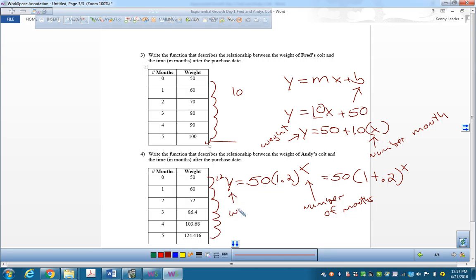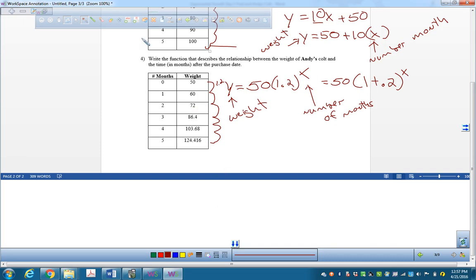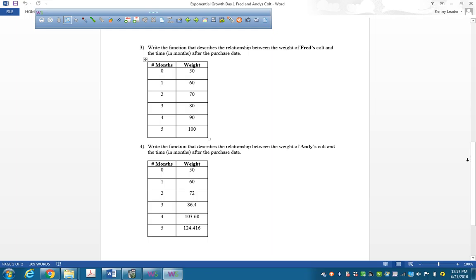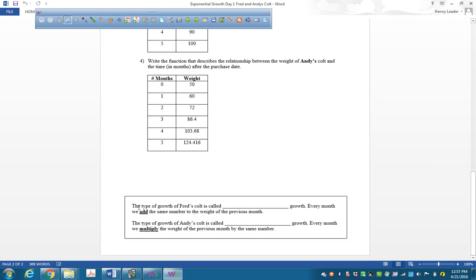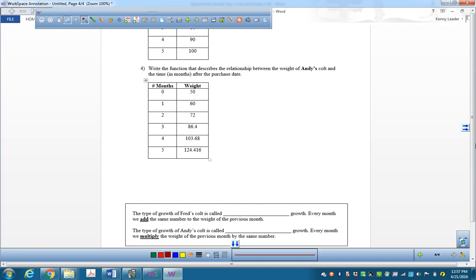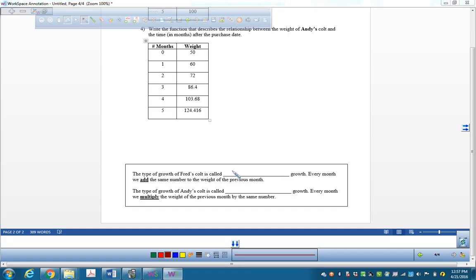Okay? Number of months, and this is the weight. Going back to the first one, the type of growth of Fred's colt, if it makes a line, what's it called? It's called linear growth. The type of growth Andy's colt has is called exponential growth. We've already talked about linear functions, so this unit is all about exponential functions.